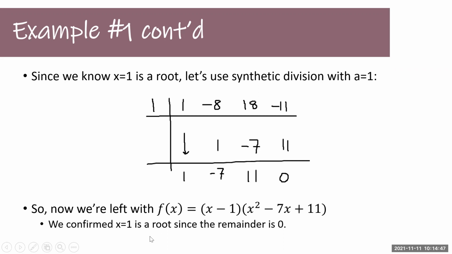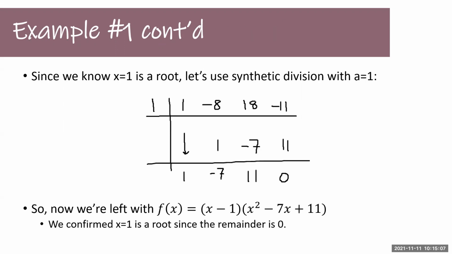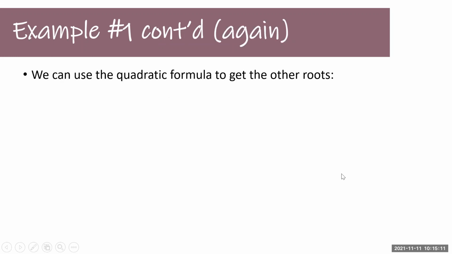We've now confirmed that x equals 1 is a root because this remainder is 0. So if I ask you on a test, hey, is x equals 1 a root of this? Then you can just do synthetic division and see if the remainder is 0. Now to find the remaining roots, you're going to need to use the quadratic formula, because if you look here again, this doesn't factor. It's kind of ugly.